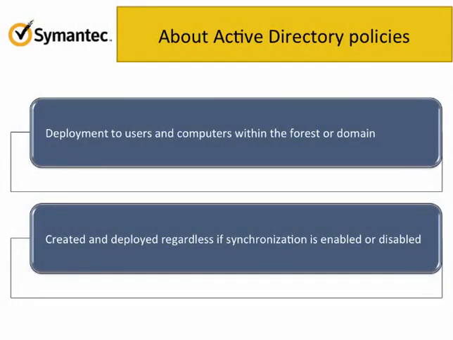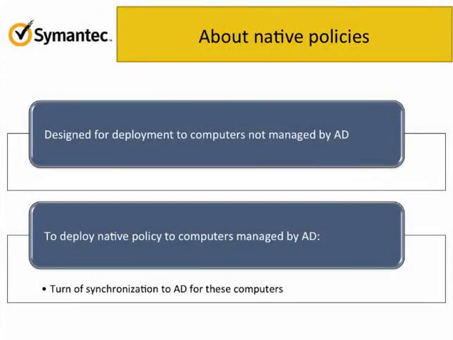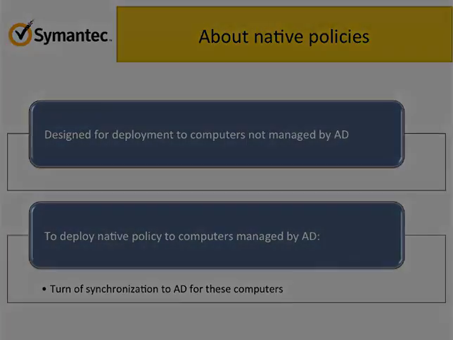Active Directory policies are deployed to users and computers within the domain. They are created and deployed regardless of whether synchronization is enabled or disabled. Native policies are designed for deployment to computers which are not managed by Active Directory. To deploy native policy to computers managed by Active Directory, you need to turn off synchronization to those computers.